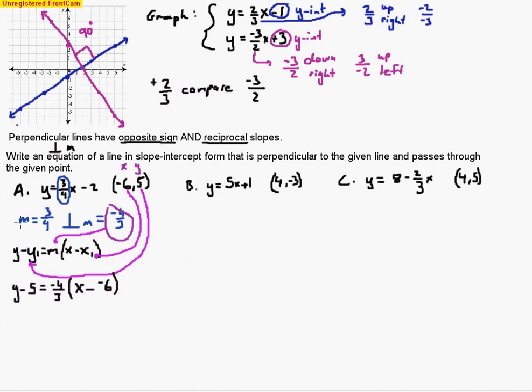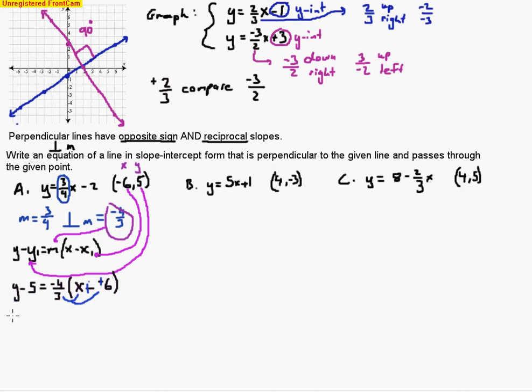So I can go ahead and do some work before I use that distributive property. I always like to add the opposite wherever I've got a minus negative, so I'll do that here. Add the opposite, and then I'll use that distributive property. So let's see what we've got left over once I do that. Well, I still have this y minus 5 equals negative 4/3 x.